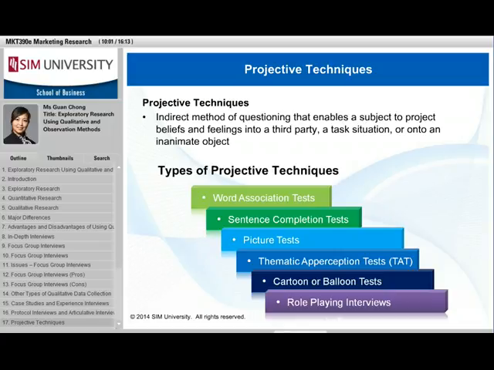The thematic apperception test, TAT, is a specific projective technique that presents the subject with a series of pictures and asks them to provide a description or a story about the pictures. A cartoon or balloon task is a technique in which the subject is given a cartoon drawing and suggests a dialogue of the characters. Lastly, in role-playing interviews, the subject is asked to act out someone else's behavior in a specific setting.